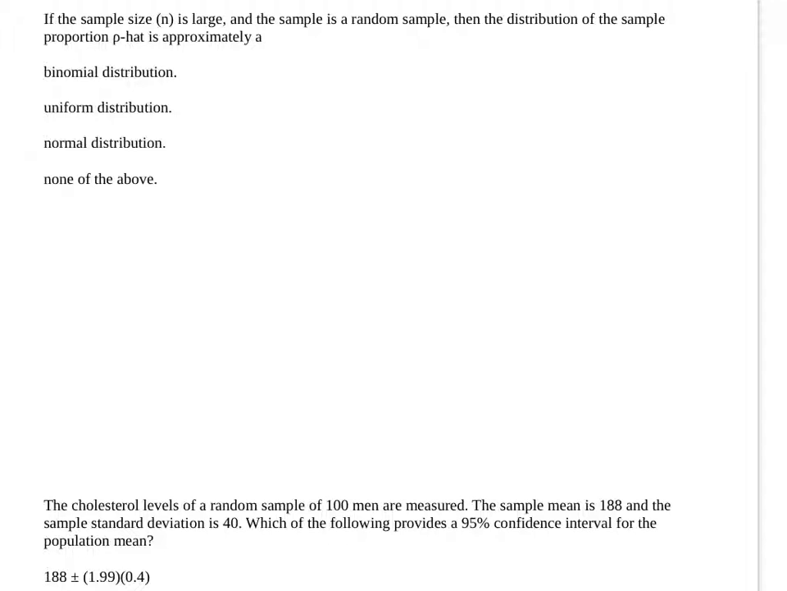Alright? The sample size is large. The sample is a random sample. The distribution, now we're not talking about the distribution of individuals, we're talking about the distribution of the sample proportion, p hat. So this is saying if we took multiple samples over and over and over again, then the proportion is approximately what? It's not binomial. This has to do with the central limit theorem. It's not uniform. It's what? It's normal distribution.